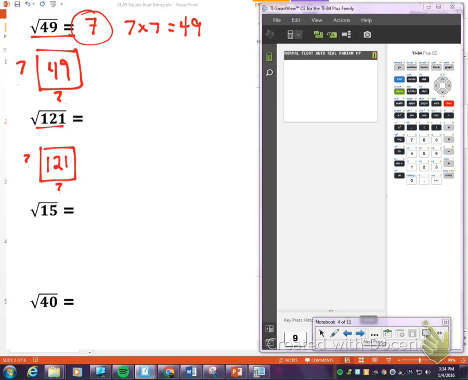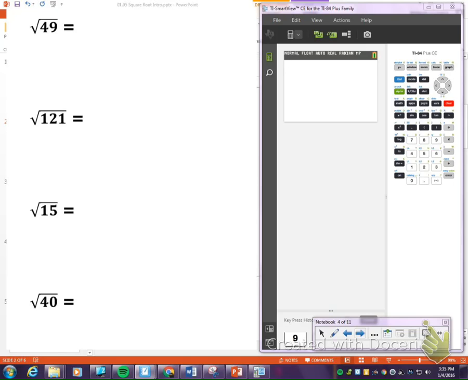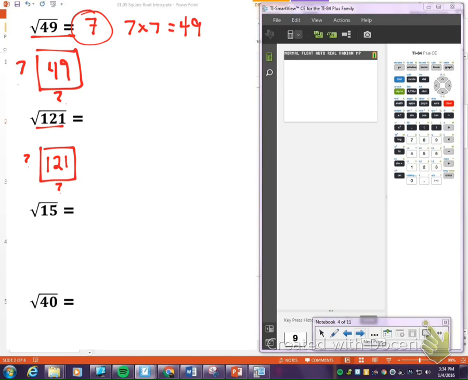Now, if you're not as strong with those multiplication facts, we can come over to my calculator here on the side, and I'm going to do the square root of 121. And when I put that in, it's going to tell me that the square root is 11. And if you check that out, 11 times 11 does equal 121. These numbers always have to be the same. That's what makes it a perfect square.